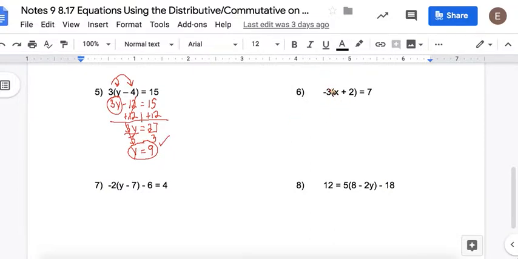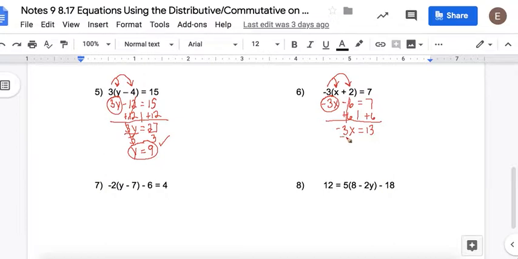Number 6, we have a -3 outside of parentheses, so distribute to both. -3 times x is -3x. -3 times +2 is -6, so I write -6 equals 7. Circle your variable and draw your t. The opposite of subtracting 6 would be adding 6. Negative 6 plus 6 cancels out and equals 0, and negative 3x equals 13.